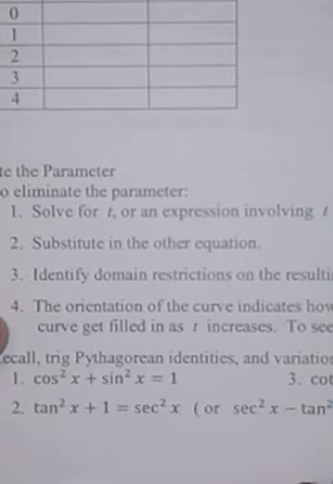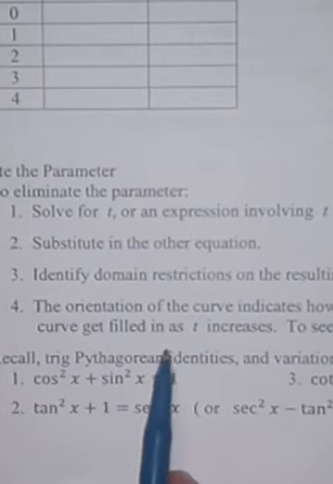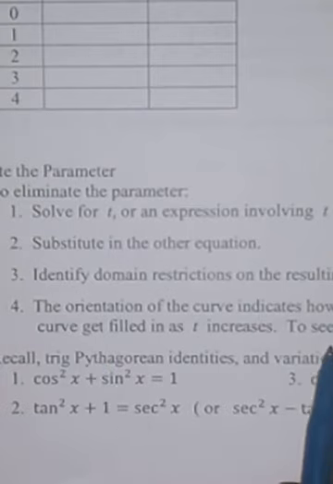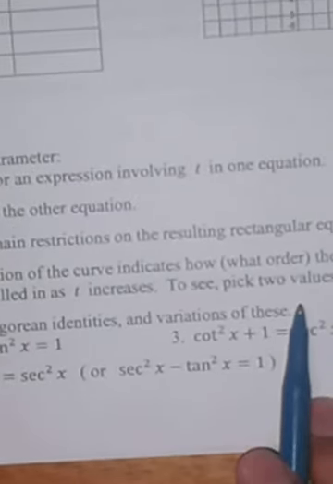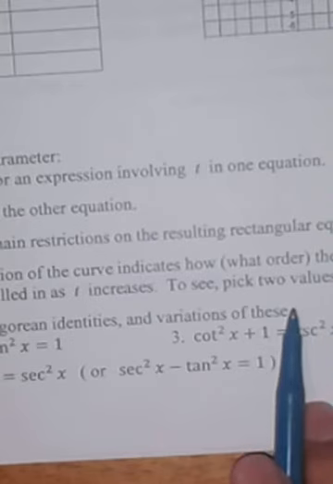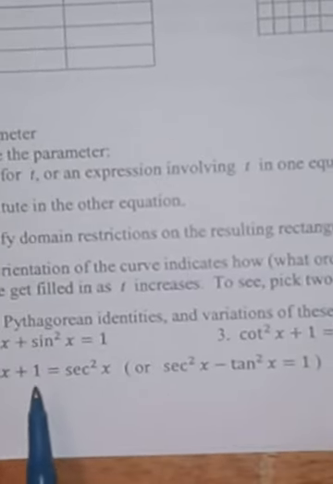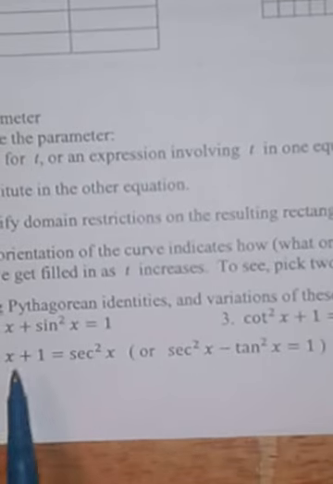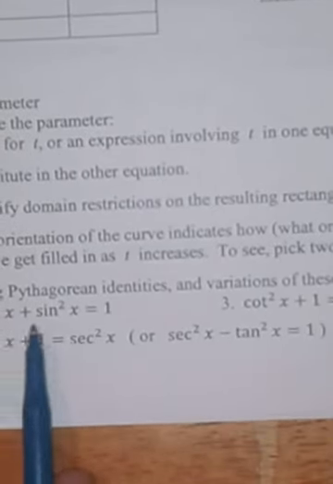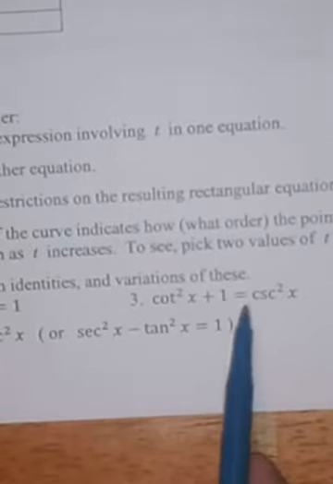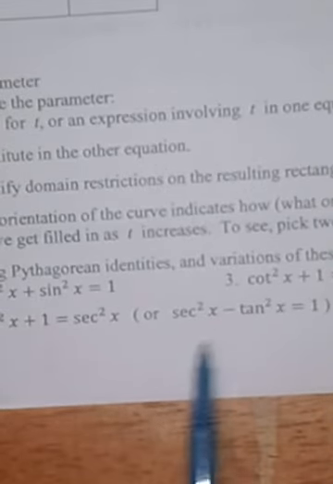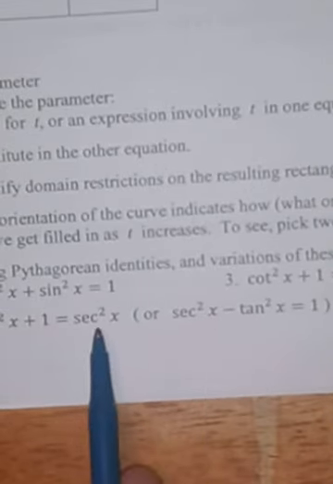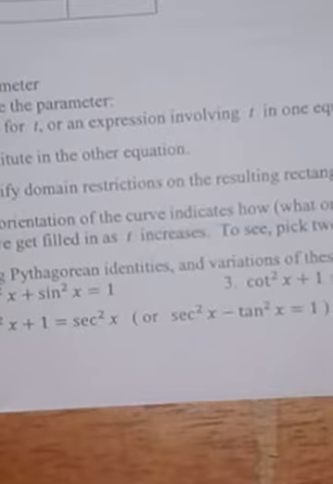The orientation of the curve indicates in what order points on the curve get filled in as t increases. To see the orientation, we can just pick two values of t and see, as t increases, how the points are moving, from which point to which other point. Recall also the Pythagorean identities, like cosine squared plus sine squared equals 1, cotangent squared plus 1 equals cosecant squared, tangent squared plus 1 equals secant squared. And remember, you can rewrite these also, right? Like this one, we can write secant squared minus tangent squared equals 1.